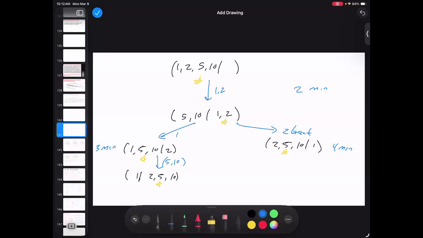And that's going to be now 13 minutes. Now what do we do? Now we would send 2 back. And so then it would be 1, 2, 5, and 10 with the flashlight here. And this would be 15 minutes. And then we would send 1 and 2 over. And now everybody is over and the flashlight is over. And that would be 17 minutes.